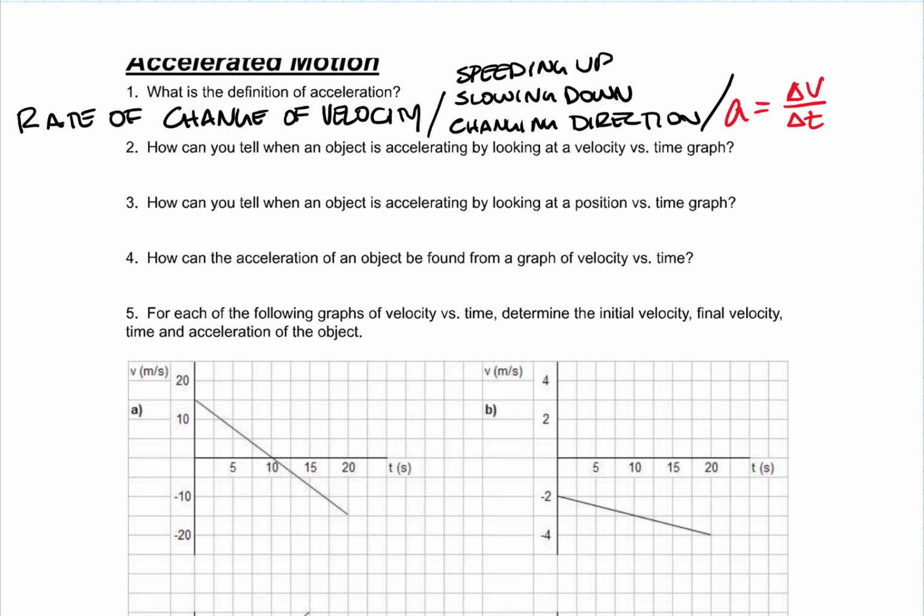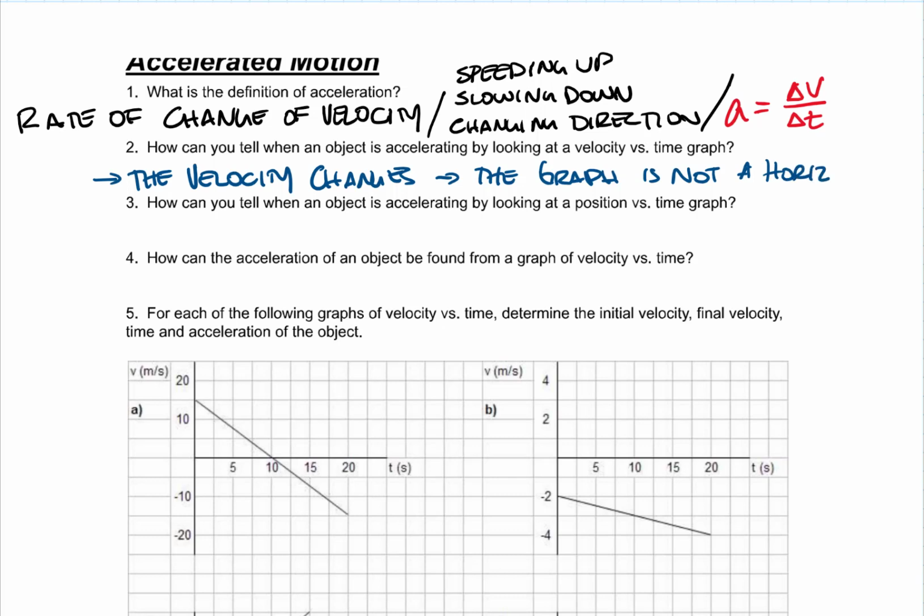Question 2, how can you tell when an object is accelerating by looking at the velocity versus time graph? Basically, you can tell that an object's accelerating because the velocity changes, or the graph is not a horizontal line. Both of those things indicate that the velocity has changed. And anytime that the velocity changes, like when we're speeding up, slowing down, or changing direction, then we are experiencing acceleration.